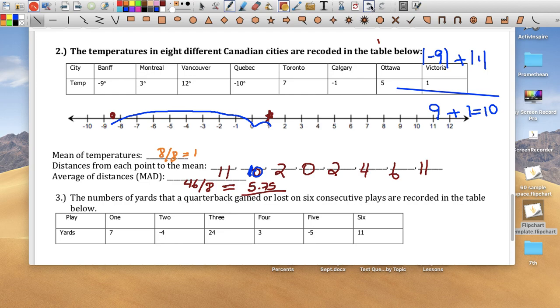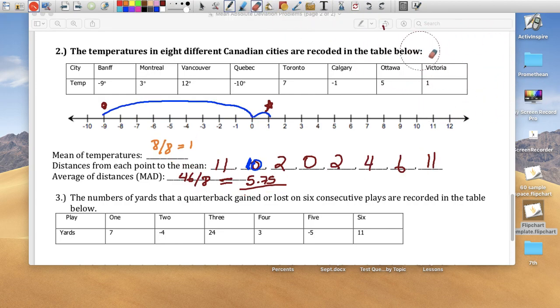So again, I did all that. I found that the average distance was 46 divided by 8, and the MAD was 5.75.